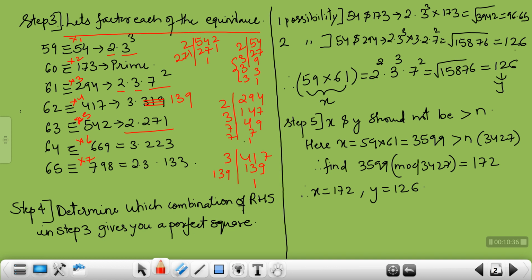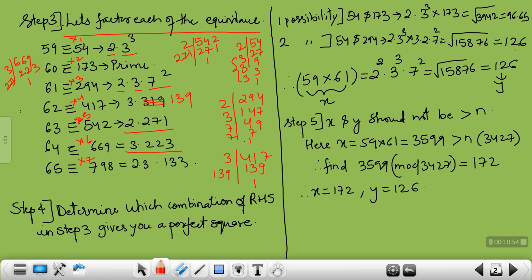Similarly for 699. Let me calculate for 699. Okay, 669, sorry. So we can see 3 twos are 6, 3 threes are 9, and then again 223 into 1. So that's why it is 3 into 223.